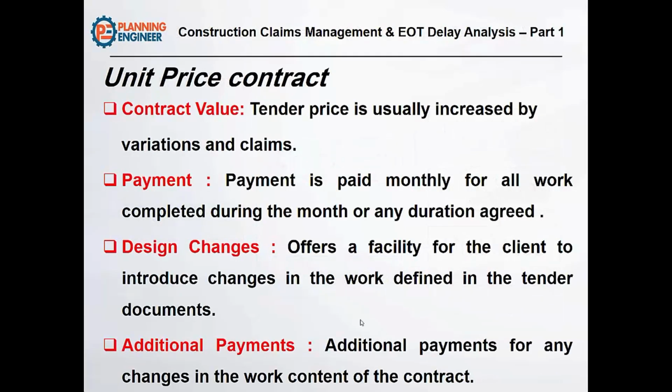The unit price contract is a tender price. It has a contract value with the tender price, but it can be increased according to the actual quantity executed. The payment is paid monthly for all work completed during the month or any duration agreed. However, this type of contract allows some design changes because there is no harm to the contractor in executing the additional work, since additional payment for any changes in the work can be guaranteed.